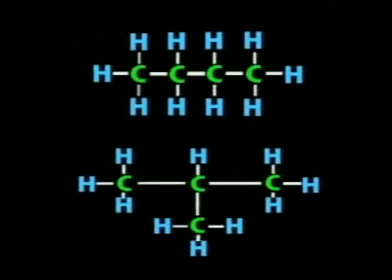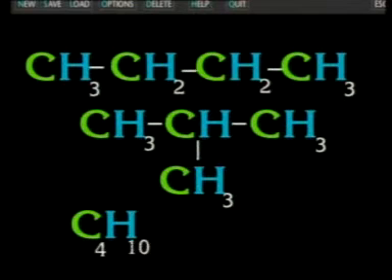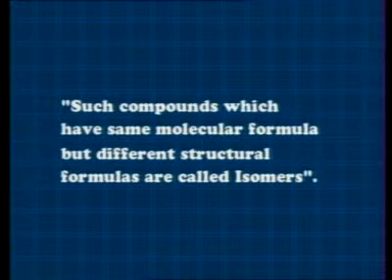Note the difference between the 2 methods. You can see that in structural formula, all bonds are shown. In condensed formula, only bonds between carbon atoms are shown. You also notice one thing is common. Both have same molecular formula C4H10. Such compounds which have same molecular formula but different structural formula are called isomers.